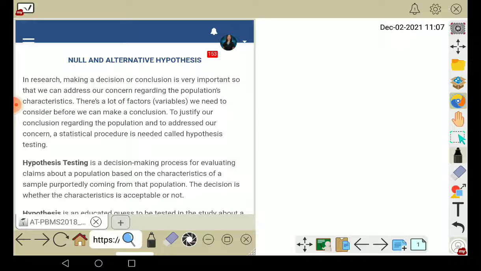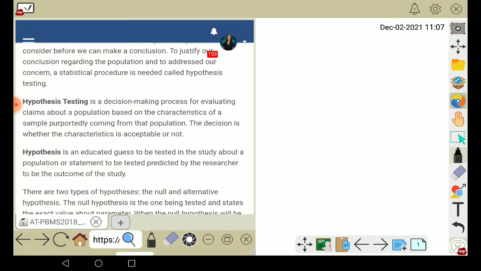Okay, so the decision is whether the characteristics are acceptable or not. Okay, so the word again, hypothesis, is what we call an educated guess to be tested in the study about a population, or a statement to be tested, predicted by the researcher to be the outcome of the study. So population or statement. That means hypothesis is also applicable in your science classes, which is also the first place where this word is introduced.